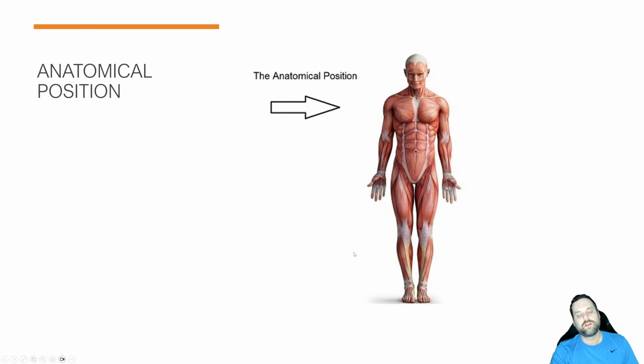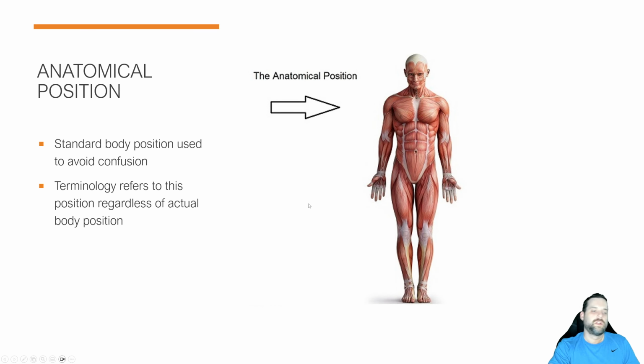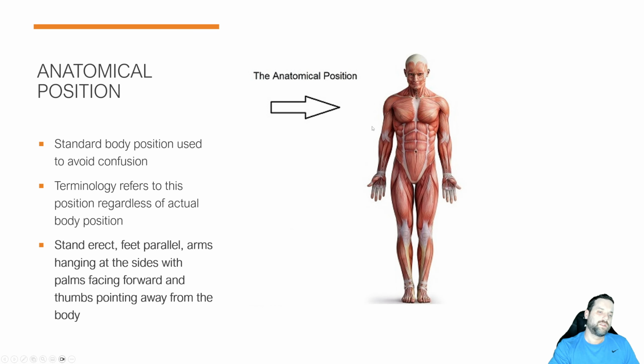This is a picture of the anatomical position, which you'll notice here is the person is standing up and erect. Feet are together and parallel. Palms are facing outwards and arms are by their side. This is to be used to avoid confusion. As I mentioned, that's the textbook definition: standing erect with the feet parallel, arms hanging at the side with palms facing forward and thumbs pointing away from the body. Just like this.